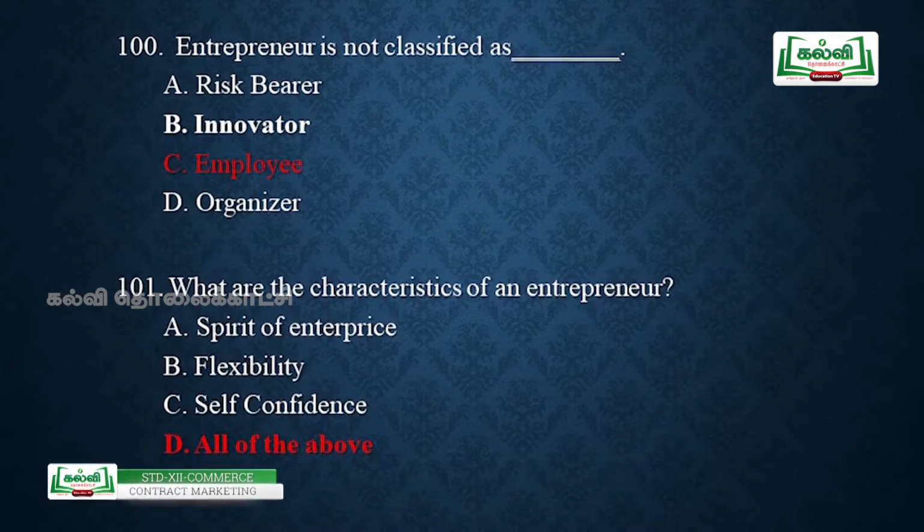Then next we pass on to the characteristics of an entrepreneur. An entrepreneur must have a spirit of enterprise, which is option A. Option B, flexibility; he must be ready to make some changes in the present product. Then option C, he must have self confidence. So, all the above are the characteristics of an entrepreneur. The exact answer is option D, all the above.